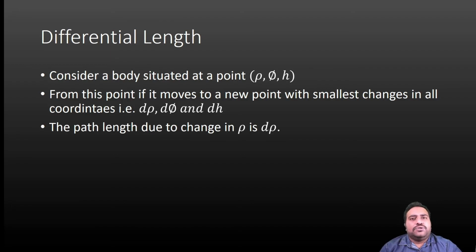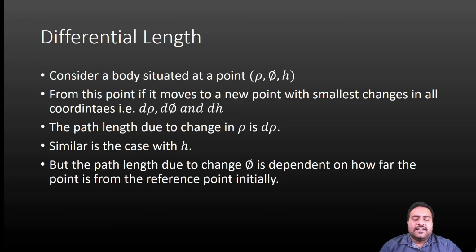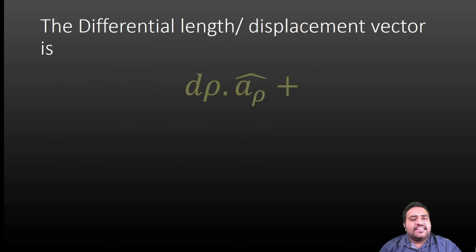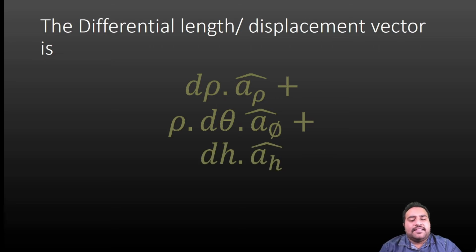The path length due to rho is d rho. The path length due to h is the same as that due to rho, that is dh, whereas the path length due to phi is not d phi, instead it is rho d phi, but it is along the direction of a phi cap, similar to that of rho and h. Now the differential length is the path length due to rho plus path length due to phi plus path length due to h.